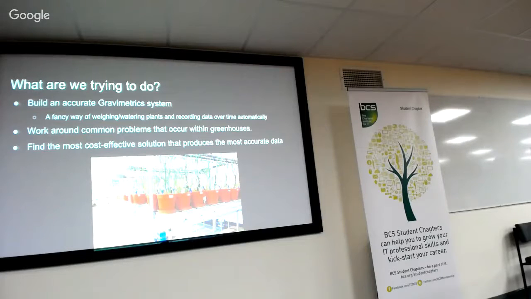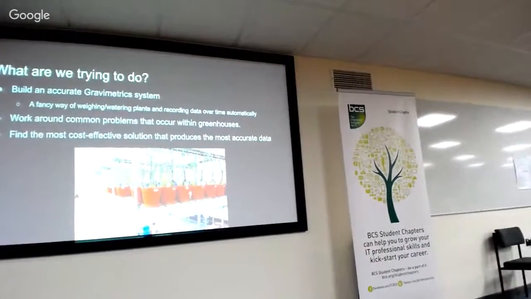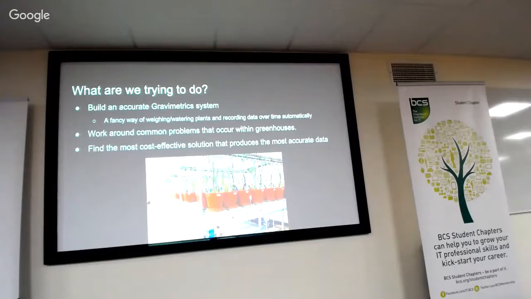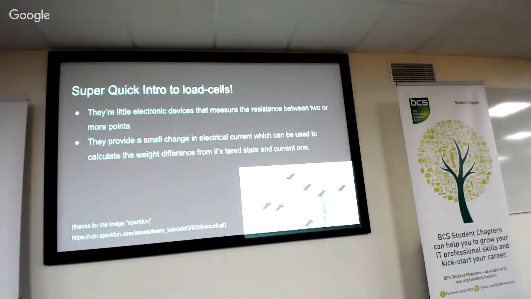But in a greenhouse, you have a lot of different conditions that don't make it easy to do that. Things like temperature changes, humidity, that sort of thing. Sensors don't really like that. So that's one of the big problems. So we're trying to find a way to make it cost effective to do these sorts of experiments on plants. Just a real basic introduction to load cells, for anyone who doesn't know.